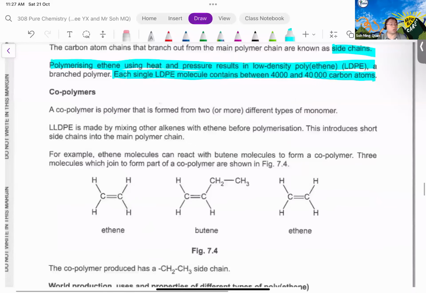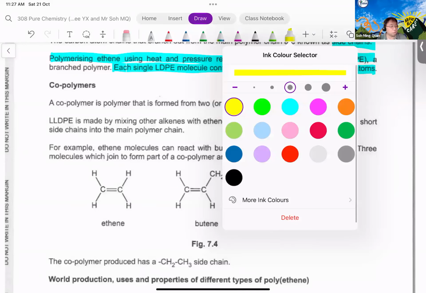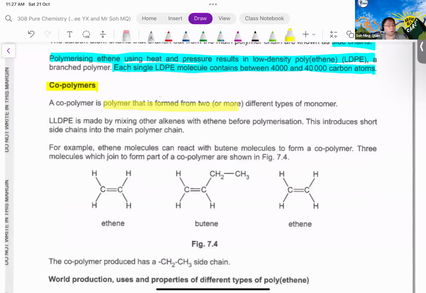So now we talk about copolymers, something new. A copolymer is a polymer formed from 2 or more different types of monomers. Definitions, underline. You must know. So what it means by copolymer is you have more than one type of monomer, and they polymerize together. All right, it's not a mixture. It's not a mixture, okay? It still forms a polymer molecule. It's just that the starting monomers, you've got more than one variety.